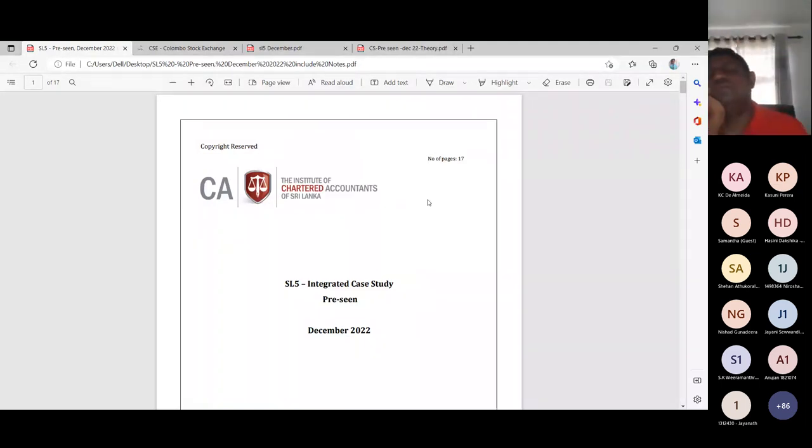When you are doing that, there are a few important points. One is, you have to understand, this is not a theory paper. At this level, we are not testing your theory knowledge. CA is going to test your applications, how good you are at analyzing a particular scenario given. So application is the key here. Therefore, when you are developing answers, do not use too many theories. Instead, talk about the application side. That is one of the important points to be highlighted here.